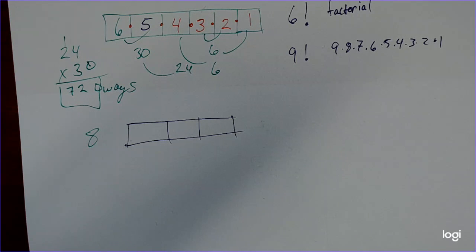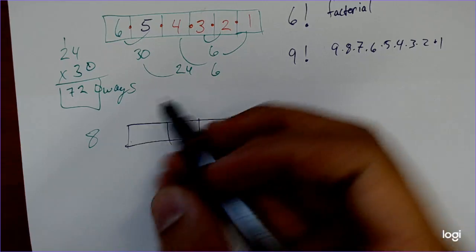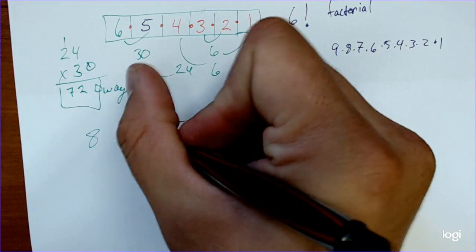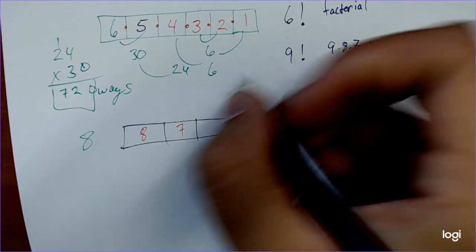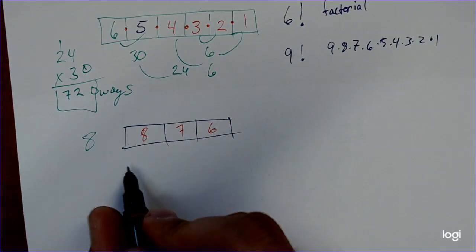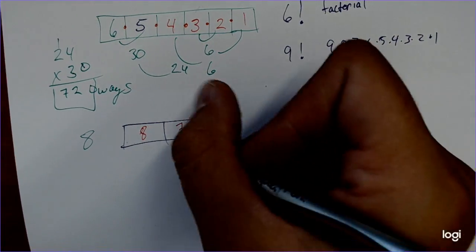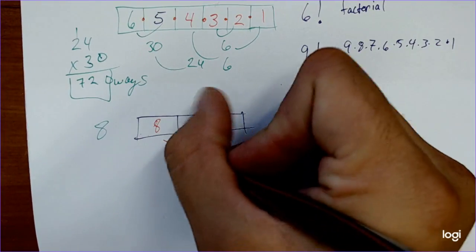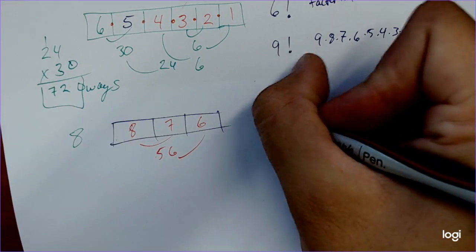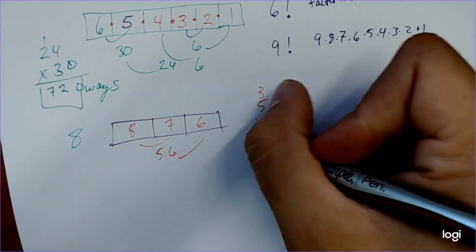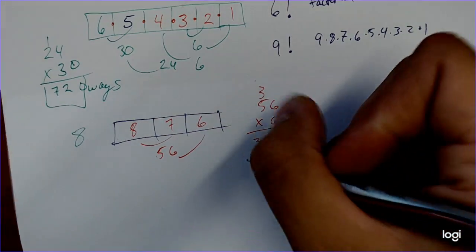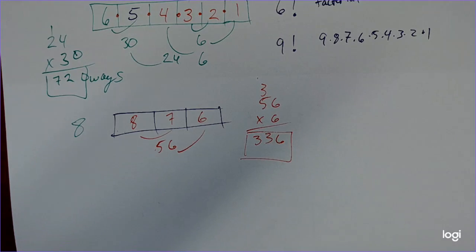Well, we take the first slot, I've got 8 options there, and then the next slot, since I put 1 there, I've got 7 options, and then the next slot I've got 6 options. So the answer would just be 8 times 7 times 6. 8 times 7 gives me 56. 56 times 6, I've got to multiply that one. 36, 30, okay, 336 different permutations of what she could bring to the park with her.